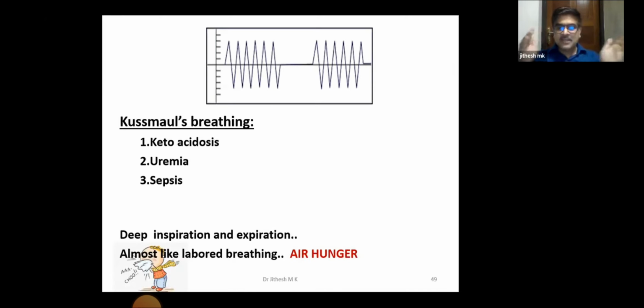So always be careful. Here also, you should undress the patient and observe the movement of the chest properly.